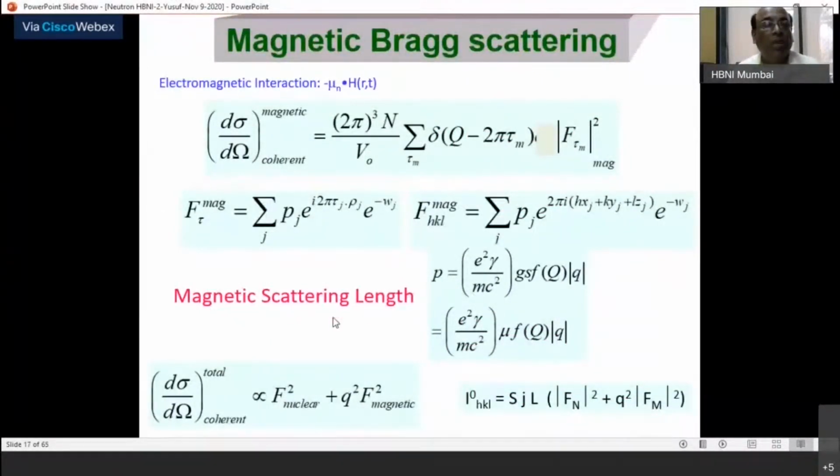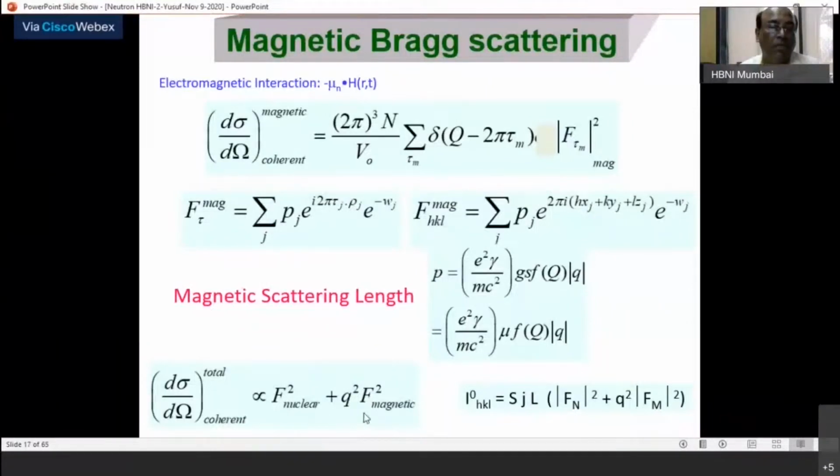Now, let's say you have a crystalline material. The neutron will see both the B as well as the P, right? The B part will give you the nuclear structure factor and the P part will give you the magnetic structure factor, and then the total observed intensity. What you measure is proportional to the nuclear structure factor mod square and the magnetic structure factor mod square, with the proportionality factors S, J, L and so on, and here Q square comes when you talk about the intensity.